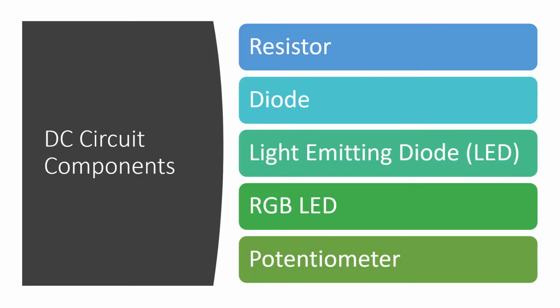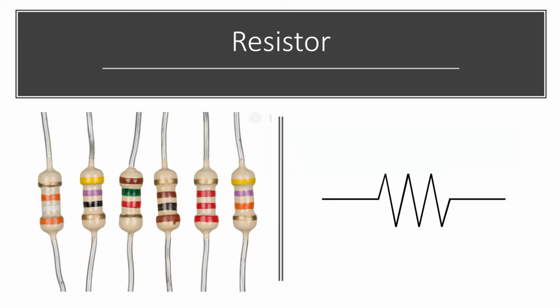All right, so these are the components we're going to be looking at: resistor, diode, light emitting diode, RGB LED, again light emitting diode, potentiometer. We'll talk about those each in turn. Resistor, we already looked at this in our last lecture. They do carry these colors that indicate the resistance and the number of ohms. And I believe they're also rated by the current that you'd want to put through them. This is the schematic symbol that we use in our circuit drawings.